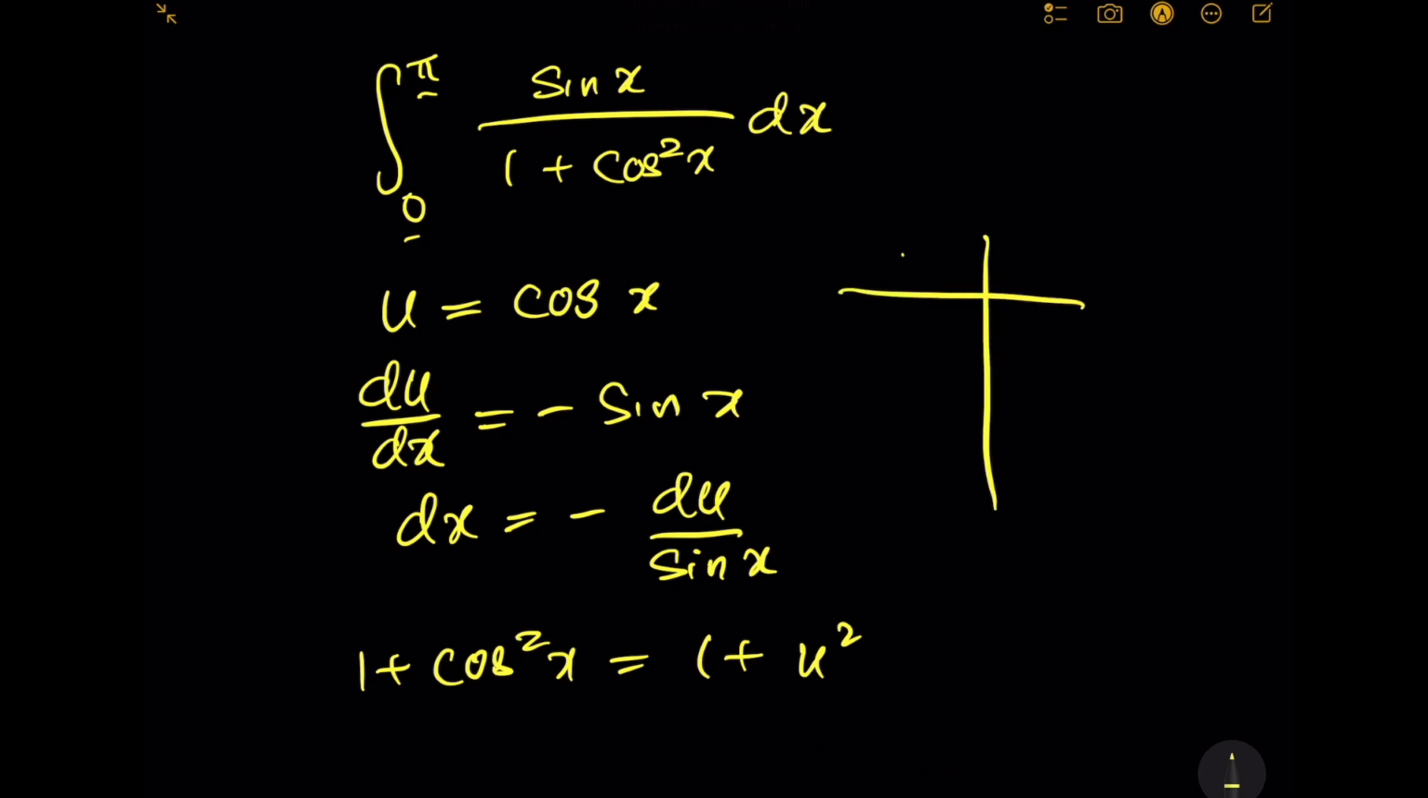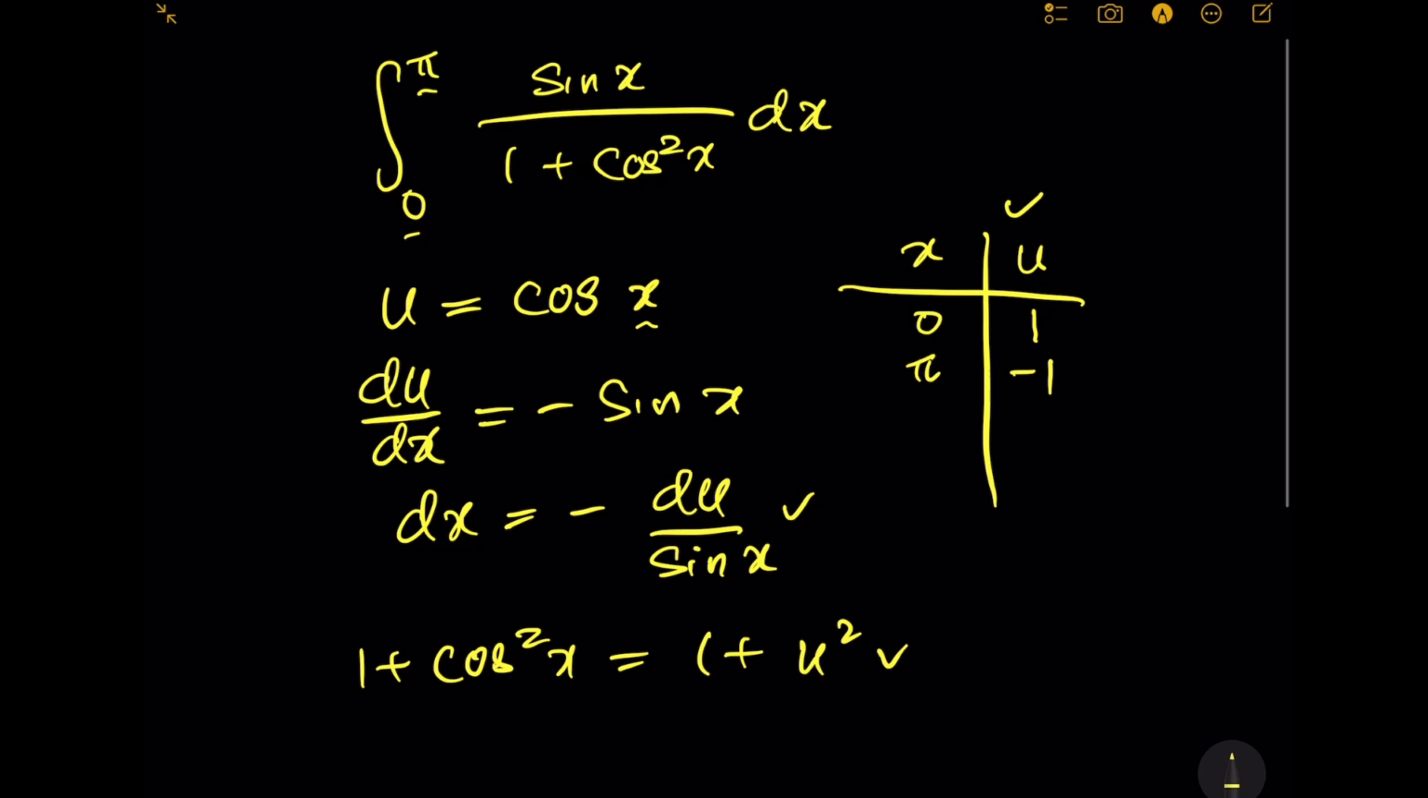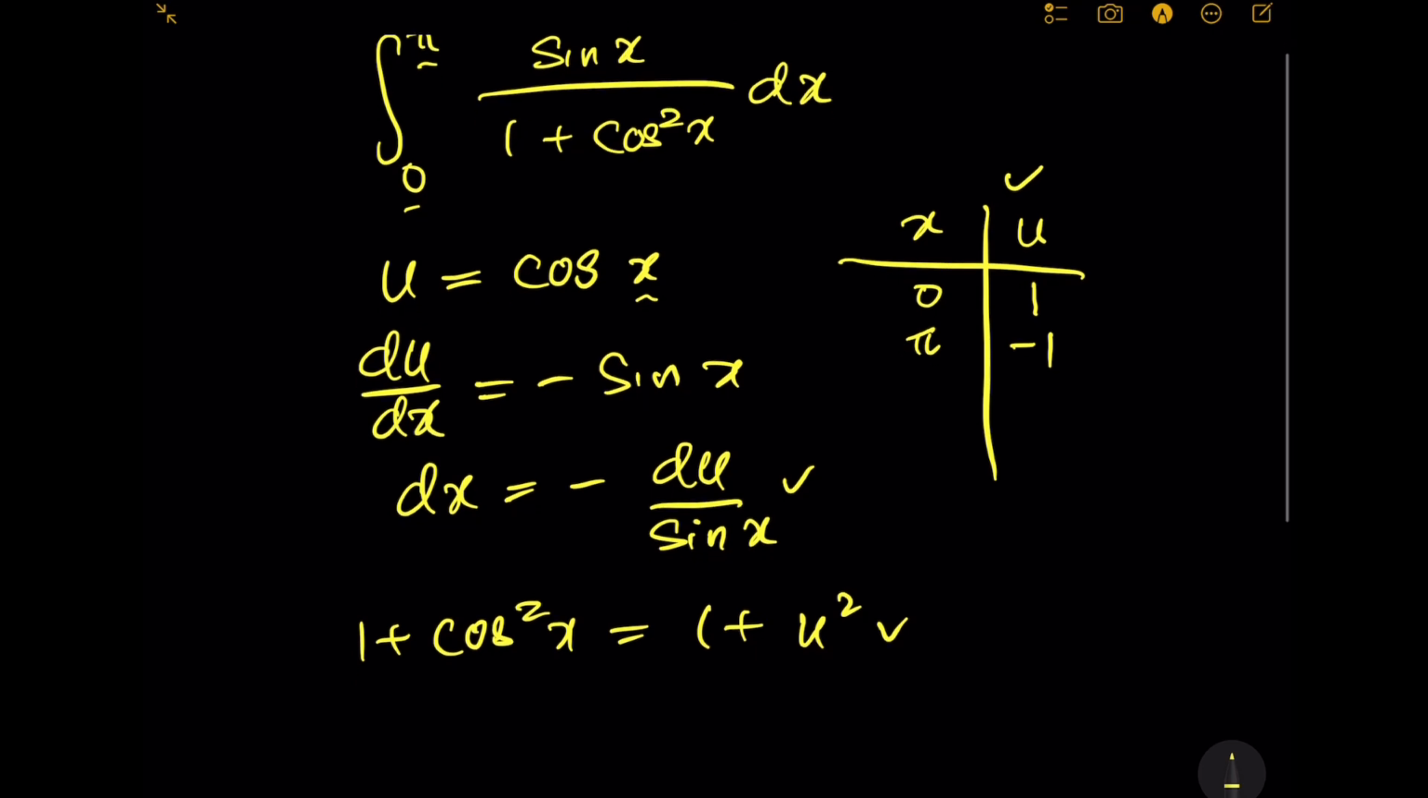This is original x, this is u. When x is 0, we have cos 0 equals u, which is 1. On the other hand, when x is pi, we have cos pi, which is negative 1. So we have all the information we need here, here, and here. Let's put it inside the original equation.